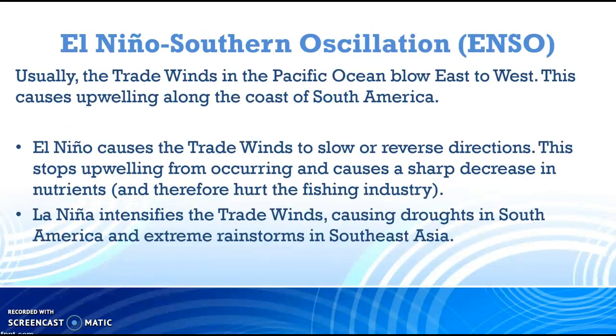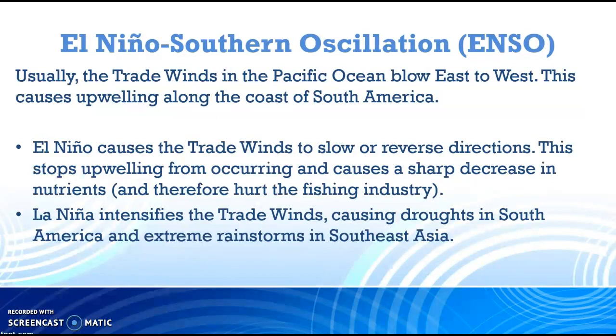We will spend a lot more time in class talking about El Nino and La Nina, but just for a general quick overview, usually trade winds in the Pacific Ocean blow east to west, which causes upwelling along the coast of South America. It pushes all of that warm surface water towards Southeast Asia. South America gets that upwelling or that rise of the cool water.